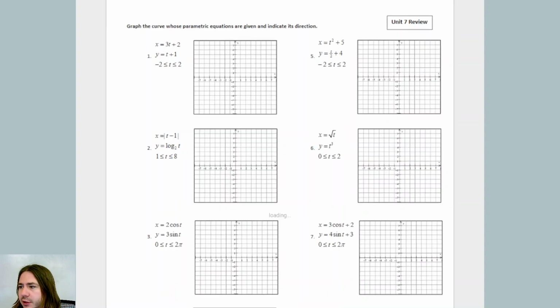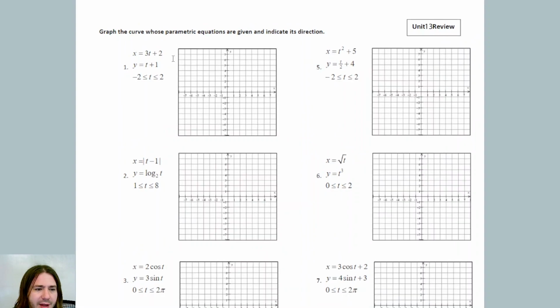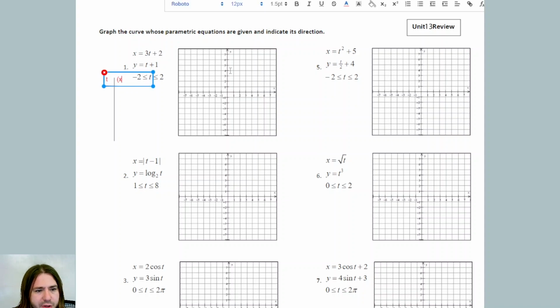Let me zoom in here a little bit, make it a little easier to see for you guys. So the strategy here is going to be to create a table defined using the domain. Here we're going from -2 to 2, and plot those points and indicate the direction as well. So here's where our t will go. Over here, I'm going to keep track of my x, y coordinates.